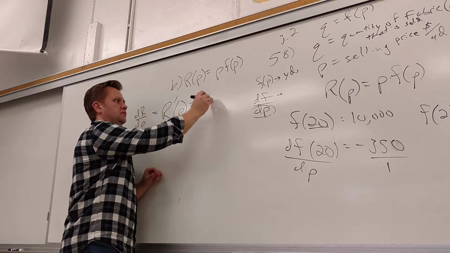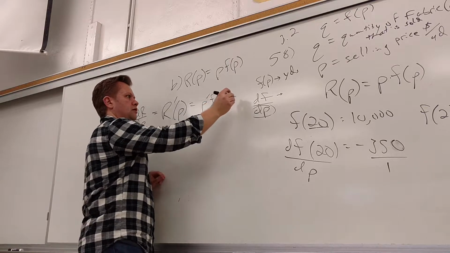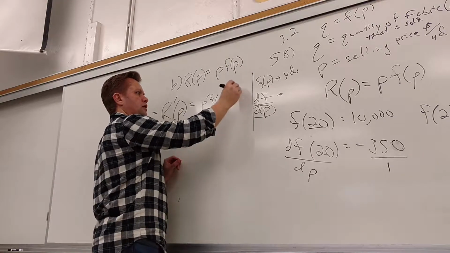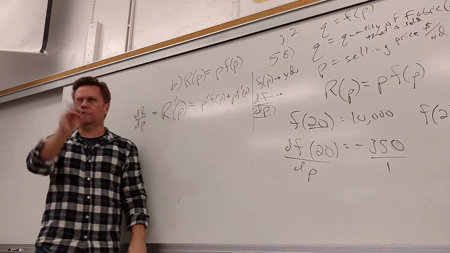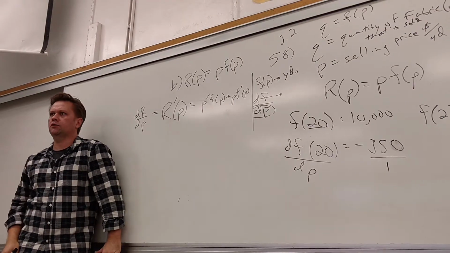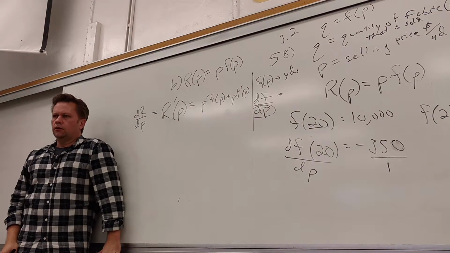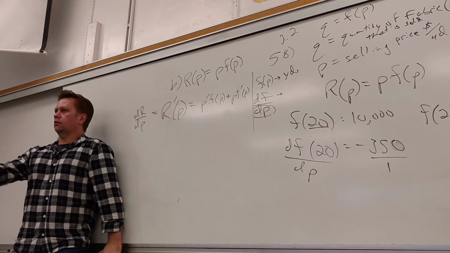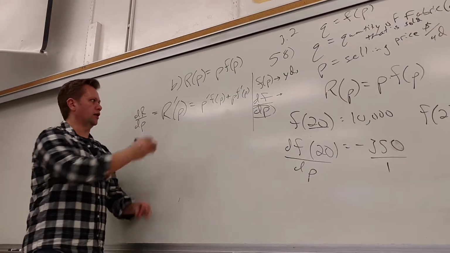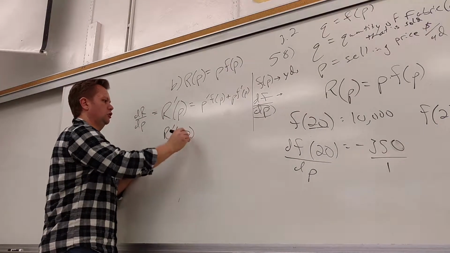P prime times F of P plus F prime of P times P. I like it. Whatever way you want to write that, I don't care. It's multiplication. Cool. So that's the first step in part B. And then they ask you to figure out what this is and interpret it.